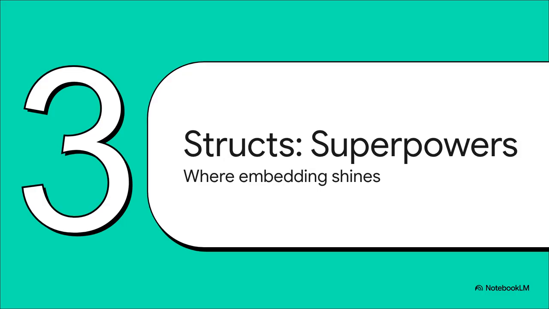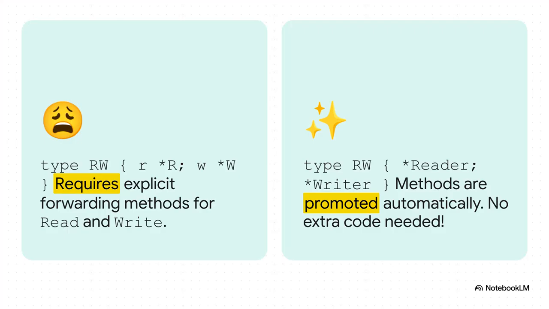Now, that same idea works for structs, but this is where the concept really takes off and gets incredibly powerful. With structs, embedding saves us from writing so much boring, repetitive code. Just look at this slide. It says it all. On the left is how you might do it without embedding. You'd have to create name fields, and then for every single method, you'd have to write these annoying little forwarding functions. But look at the right. With embedding, you just list the types. That's it. The methods from Reader and Writer are just there. They're promoted automatically. It's like magic.